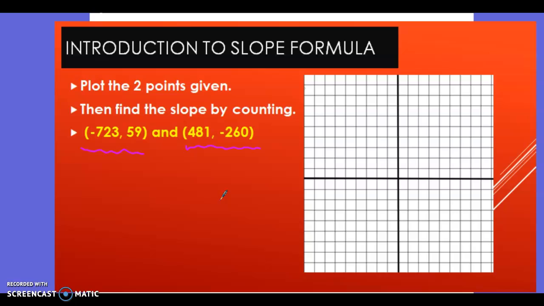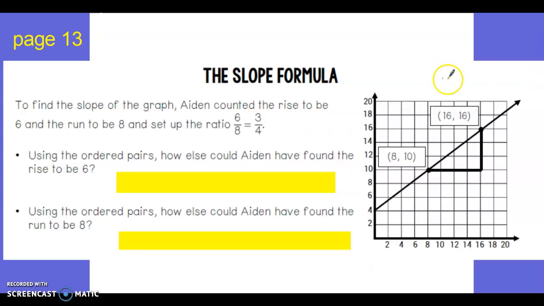So what we want to do is we want to come up with another way that we could calculate the slope of a line when we are given 2 points, without having to actually plot the points on the graph and count the squares. So what we're going to do is we're going to figure out a formula that would help us to do it without plotting the points and graphing.